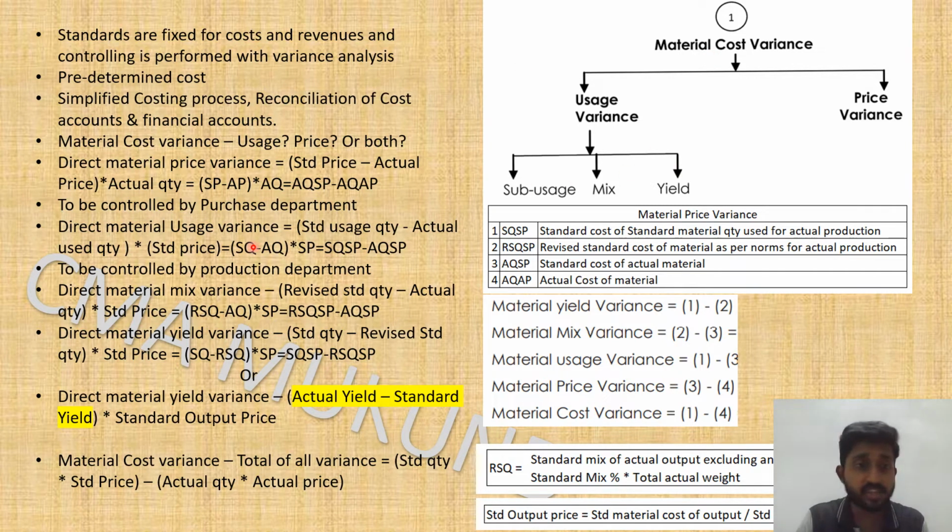Now material usage variance has to be controlled by the production department, because production are the people who are using the material to produce the finished goods. Next is the material mix variance. So usage variance is classified into mix variance plus yield variance. So mix variance plus yield variance is equal to usage variance. So what is the material mix variance?